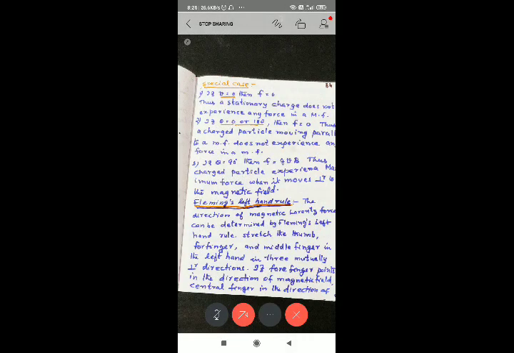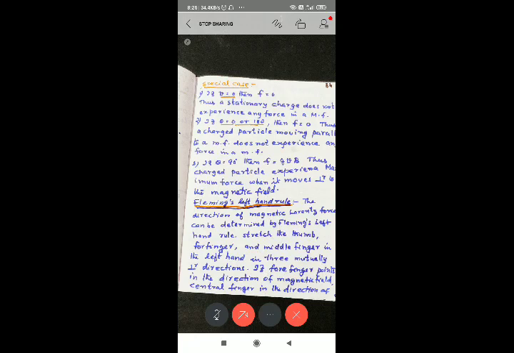Okay. Then next condition, you see. When theta equal to 0 or 180, no force. Suppose the charge is moving in the direction of the magnetic field or opposite to the direction of the magnetic field, theta 0 or 180, what will be the force? F equal to BQV sin 0. Sin 0 is 0. Then also force is 0. So a charged particle moving parallel to the magnetic field does not experience any force.